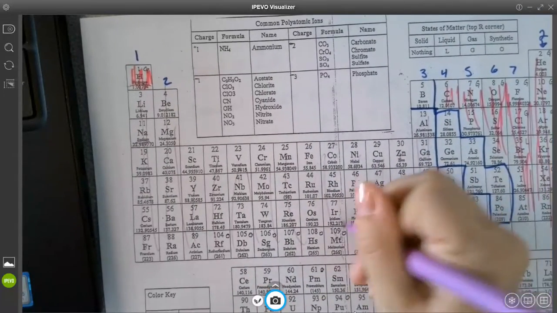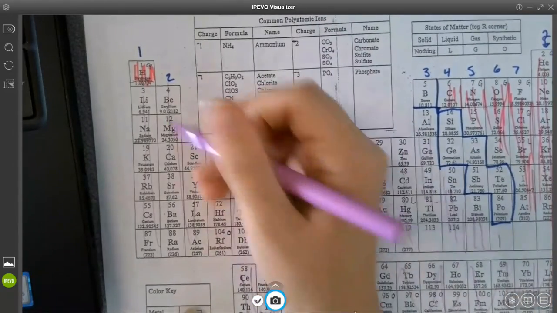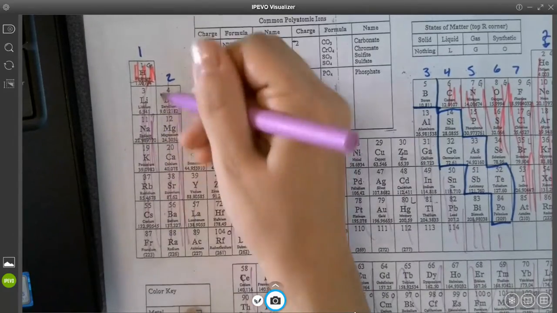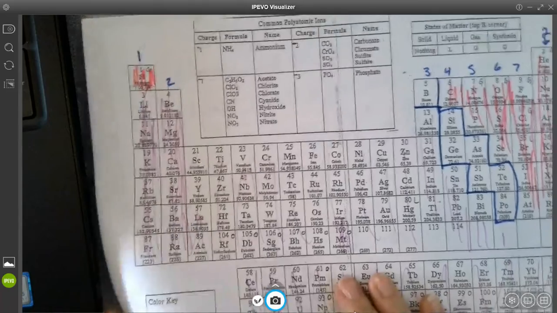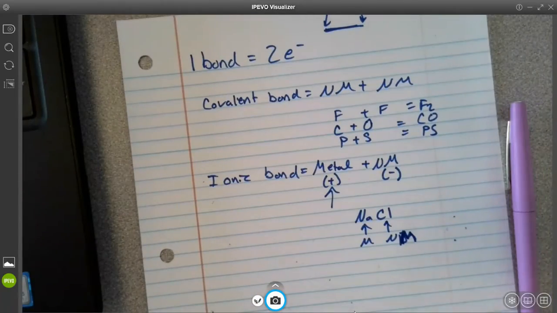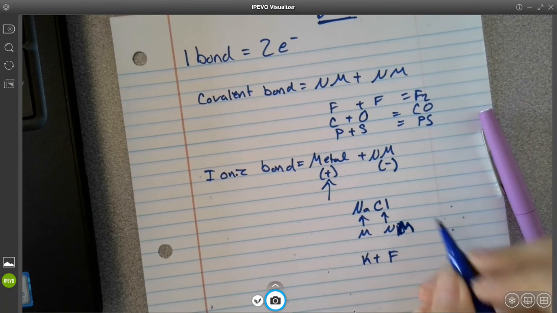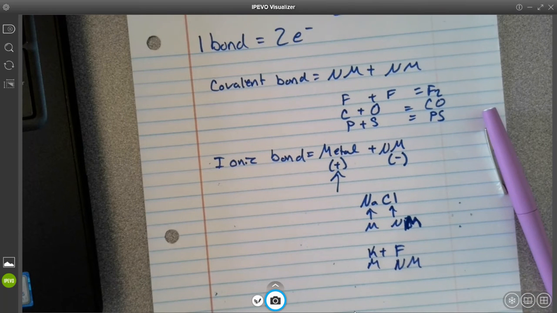considered your metals. So that's where we get the concept of sodium. That's why it's a metal. That's how it's all classified. So let's go ahead. If I have potassium and fluorine, potassium is a metal, fluorine is a nonmetal, so therefore their bond is an ionic bond.